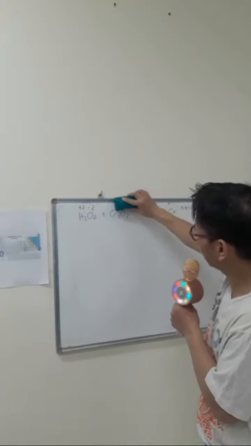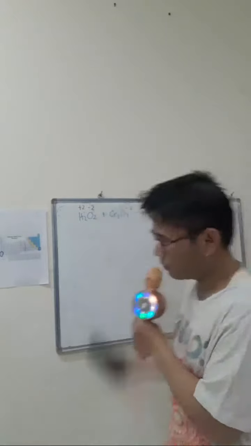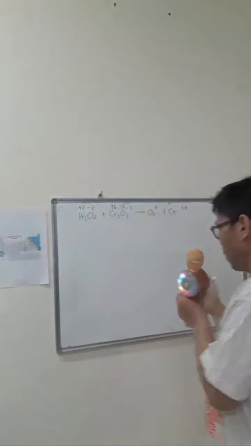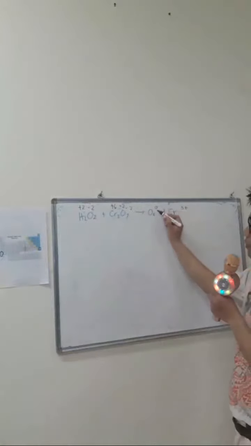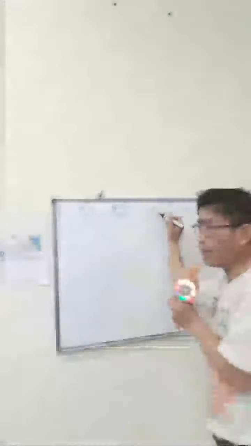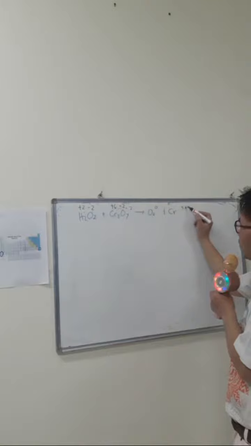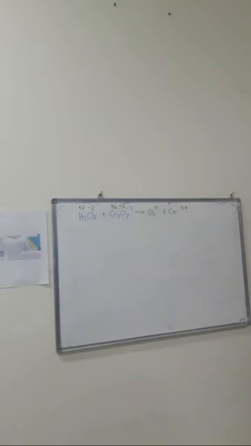So it's going to be like this, positive 6 and negative 2. Now oxygen is 0 because it's a free element, a pure substance, so it always has 0 charge according to the rule. Now chromium is 3 positive, you don't have to worry, there's already a charge.